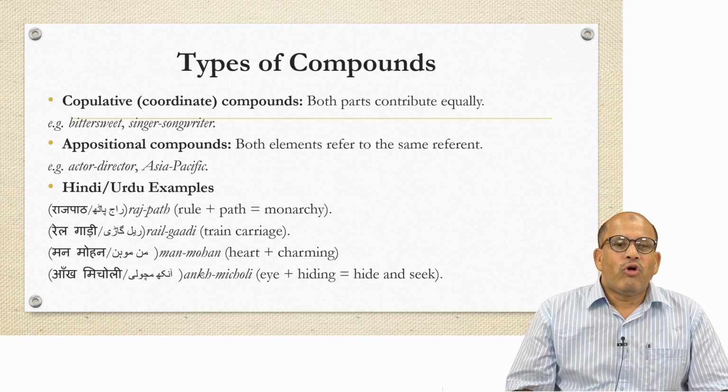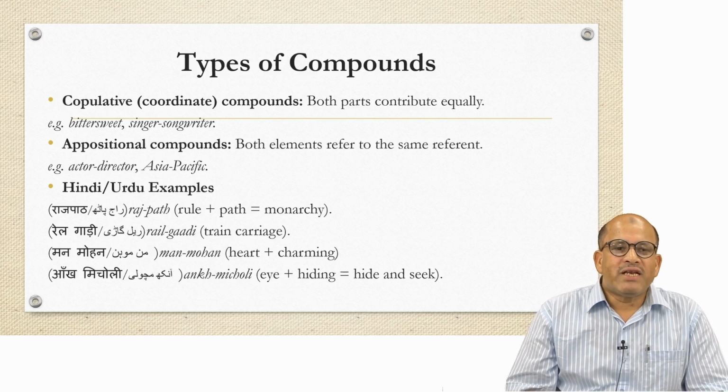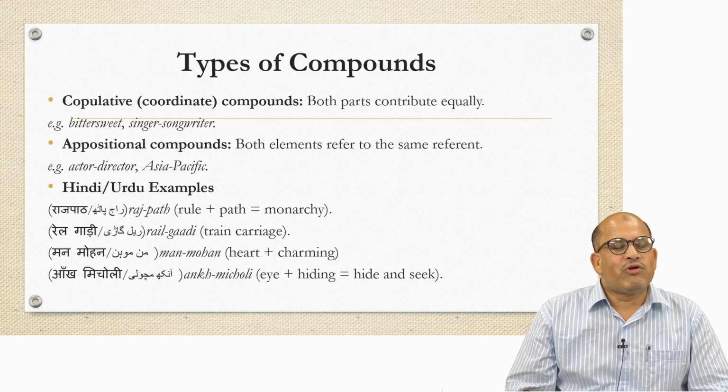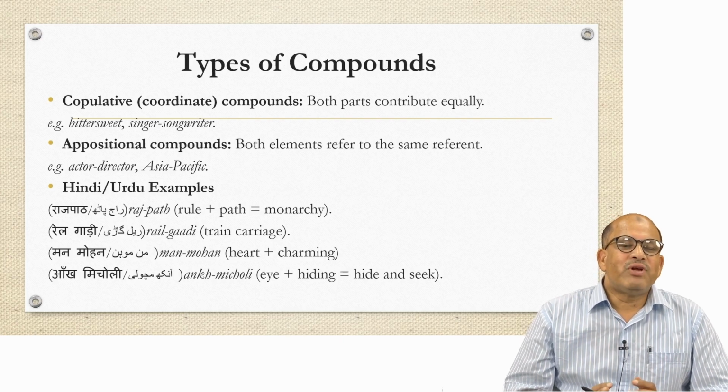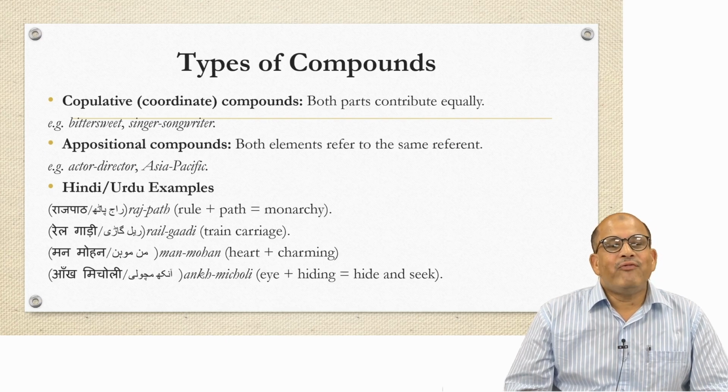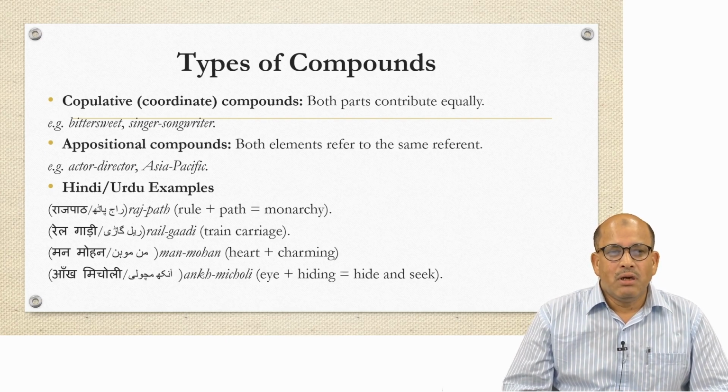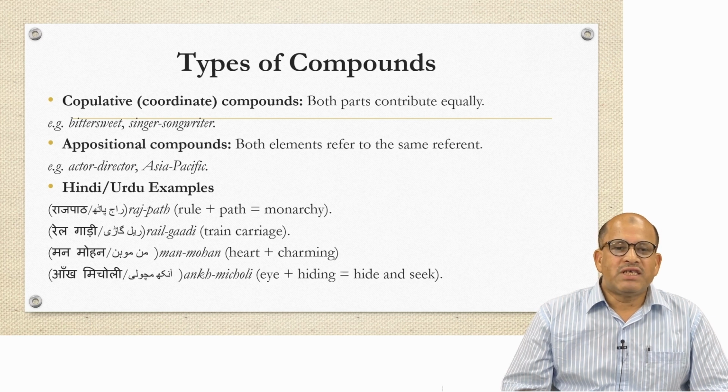Then we have coordinate compounds, also known as copulative compounds. Both parts contribute equally in terms of meaning when we combine them to make a compound, like bittersweet and singer-songwriter. Then we have appositional compounds. Both elements refer to the same referent. For example, very common in English, actor-director, Asia-Pacific, and many more examples that learners can find in books or many other places.